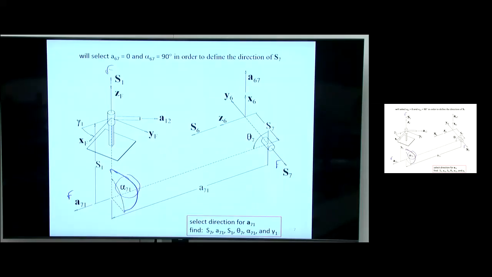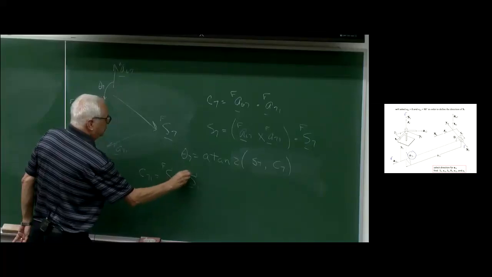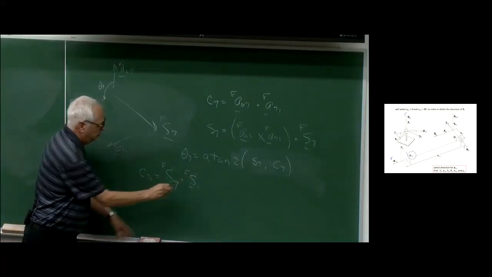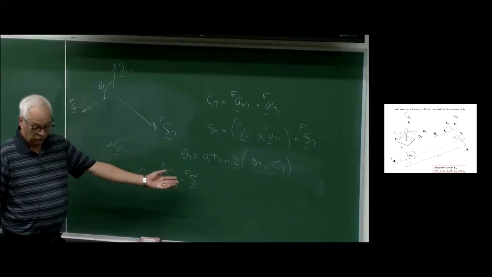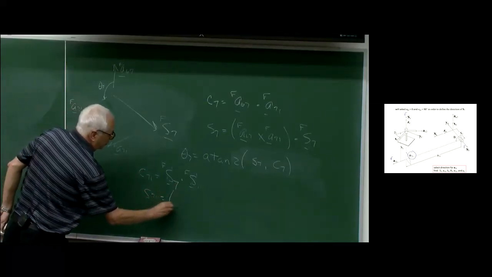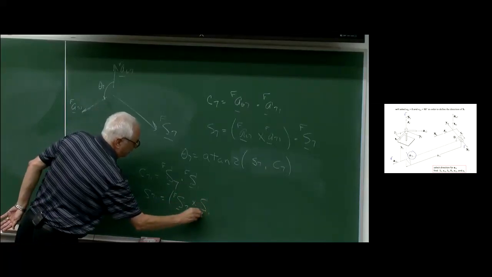So again, we're going to get the sine and cosine. It turns out that the equation for that one, I'm not going to draw the picture here, but the cosine of alpha 7-1 is going to be S7 dot S1. Right, magnitude of the first, magnitude of the second, cosine of the angle between them. The angle between them is that. And the sine will be, again, similar to what we just had.